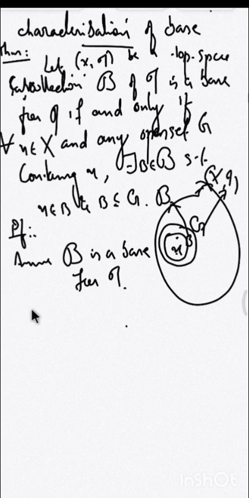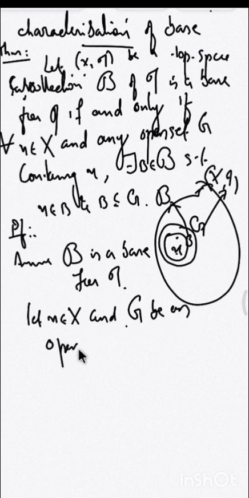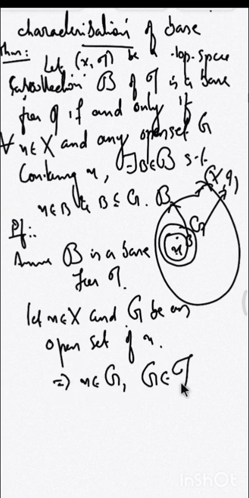Okay, for that I take an element. Let small x be an arbitrary element in capital X and capital G be an open set containing the small x. Since G is an open set, what is the definition of open set in a topological space? Members of tau are called open sets. When G is open, x belongs to G, and G is a member of tau.